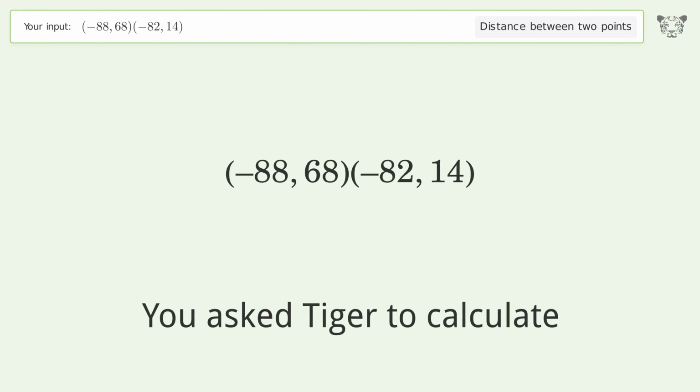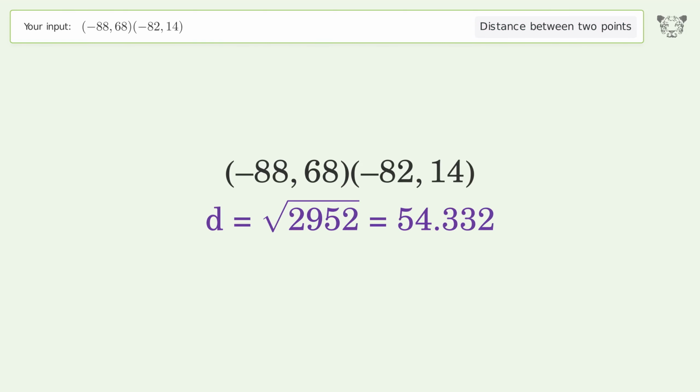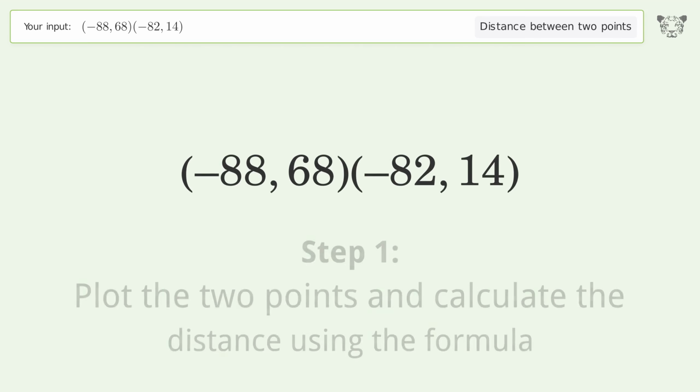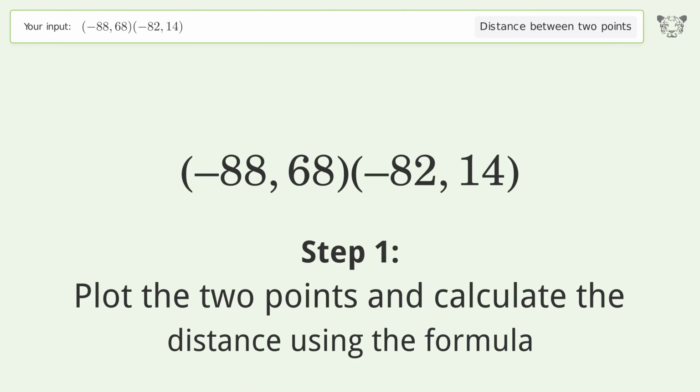You ask Tiger to calculate. This deals with the distance between 2 points. The distance between the 2 points is the square root of 2,952, or 54.332. Let's solve it step by step. Plot the 2 points and calculate the distance using the formula.